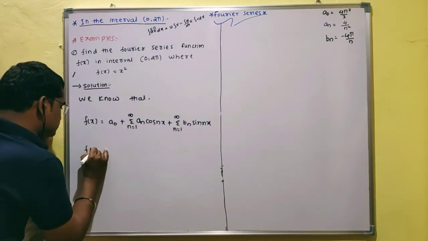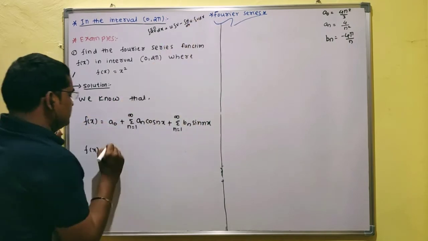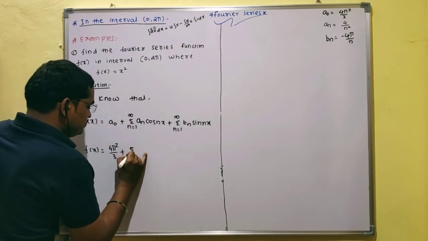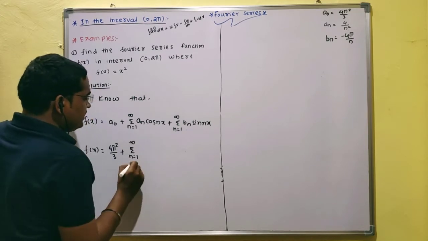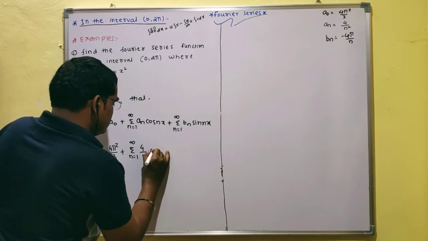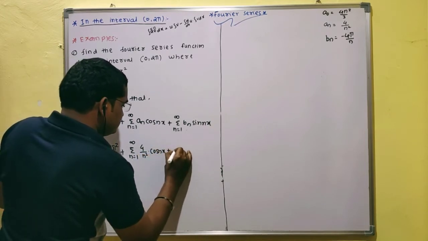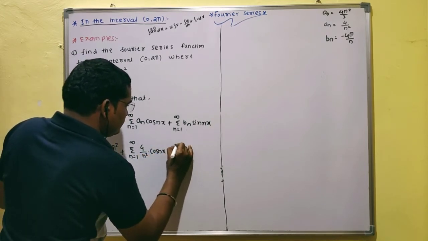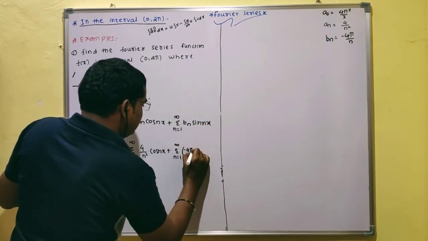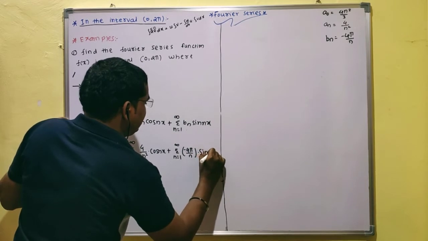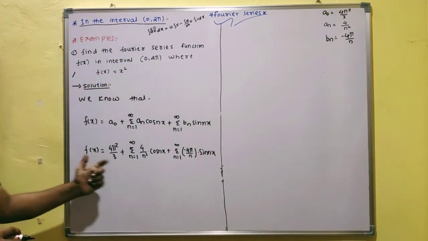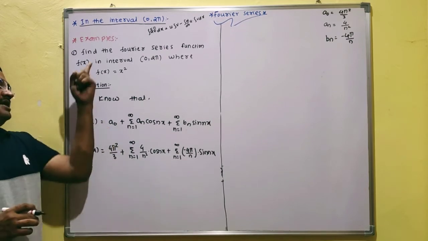F of x is equal to, this value of a naught is 4 pi square upon 3 plus summation over n is equal to 1 to infinity. What is the value of an? 4 upon n square into this cos nx plus summation over n running from 1 to infinity. Bn is minus 4 pi upon n into this sin nx. This we know that f of x is equal to x square. This is a Fourier series expansion of x square.